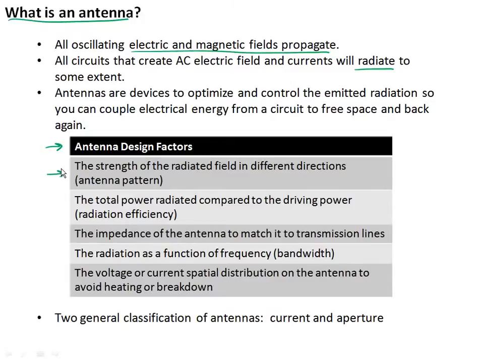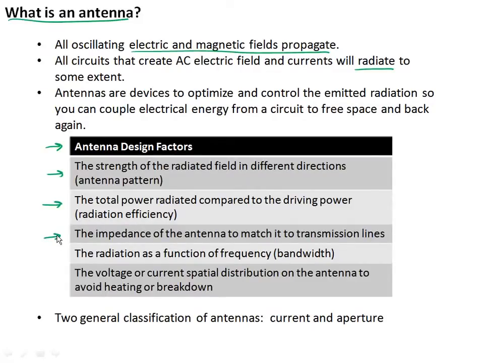One of these is basically how strong the field that you emit or radiate is in different directions. Maybe you want some spatial dependence, like a narrow beam, or you want it to go in all directions. You want the total power radiated compared to the driving power to be high. You want to design a circuit where most of the energy you pump in actually goes to create a wave of some type that propagates through space.